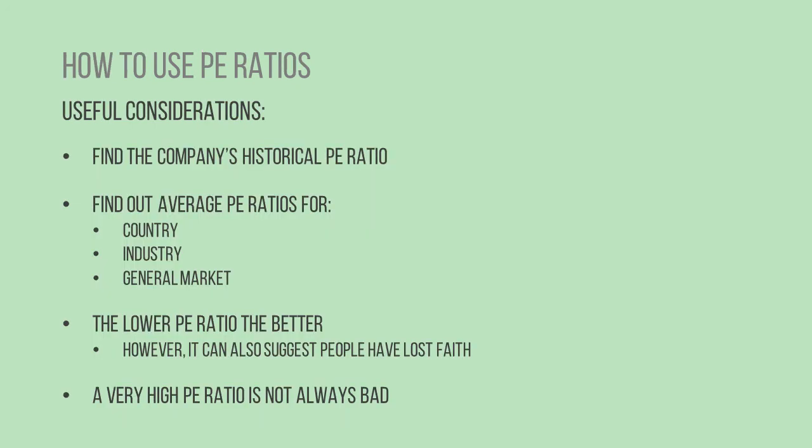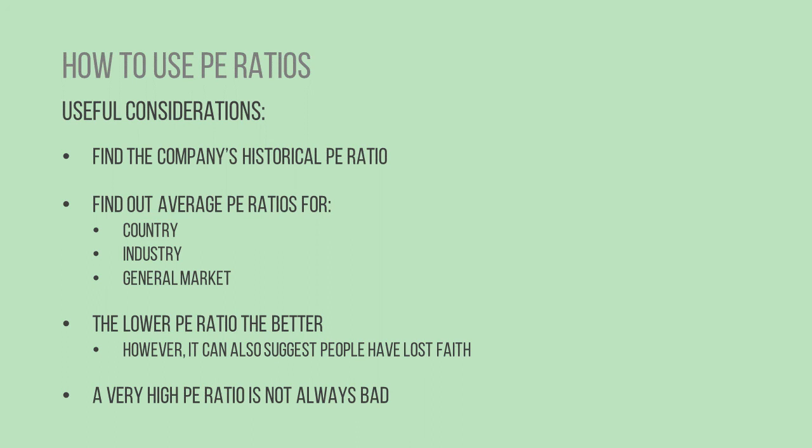So how can you, as an investor, use PE ratios? Well, the most useful considerations, I would say, are looking at the company's historical PE, like we looked at Danone. So how's it ranged over time, and where is it right now within that? And how does that compare to your expectations for that business? And if it's historically low and you think the business is still going well, it could be a good time to buy. Then find out the average PE ratio for the country that it's in, or the area, the industry, and the general market to contextualize that.